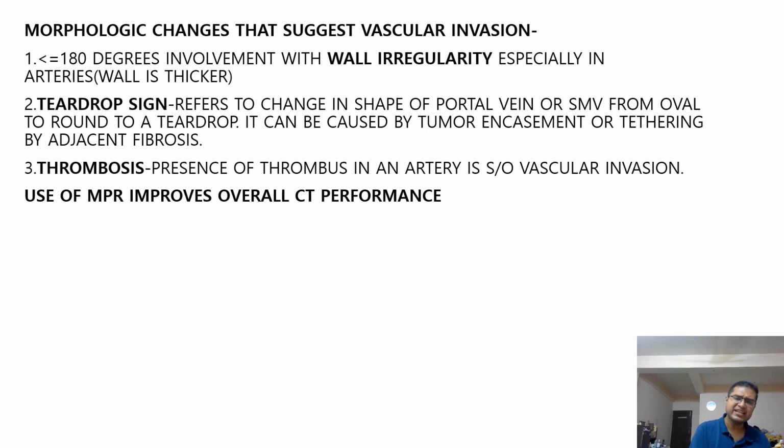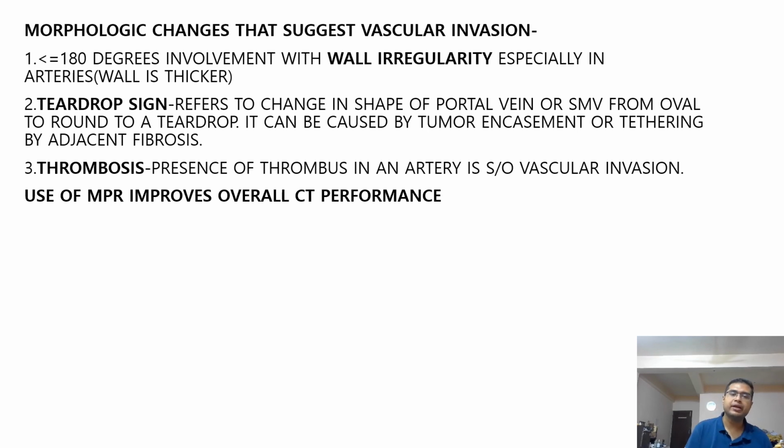So other than encasement and abutment, there are certain morphological changes in the vessel that also suggest vascular invasion. So even if the tumor involves less than 180 degrees or up to 180 degrees, but has wall irregularity, especially in the arteries which have a thicker wall, then it is suggestive of invasion of that particular vessel.